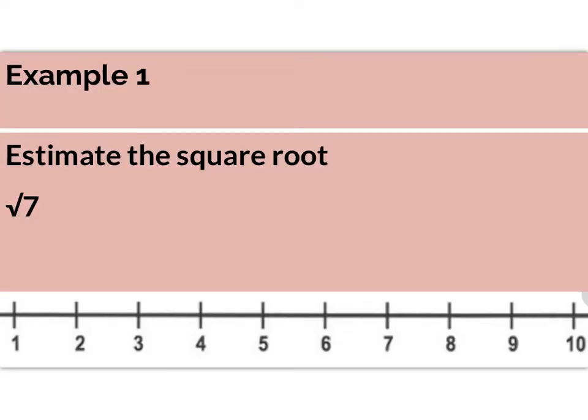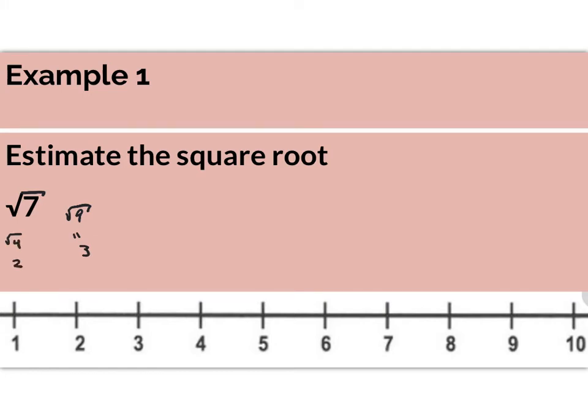All right, here's some rules and notes for you. What we're going to do is estimate the square root. So what you need around the square root is the low number and the high number: the low number perfect square and a high number perfect square. So let's think about our perfect squares around 7. The square root of 9 is 3, and the square root of 4 is 2.